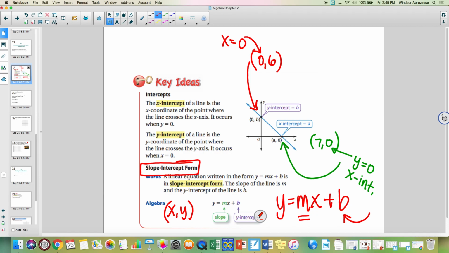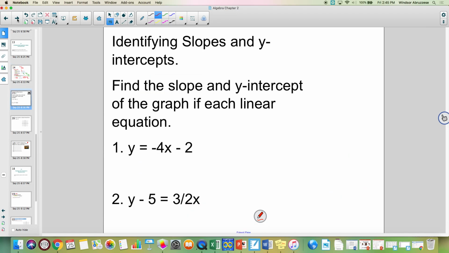And again, we're going to go into more examples. So let's take a look at the first slide. Identifying slopes and y-intercepts. You're going to now look at an equation and tell me what is the slope, what is the y-intercept. So in example number 1, I'm just going to rewrite it. Y equals negative 4x minus 2.